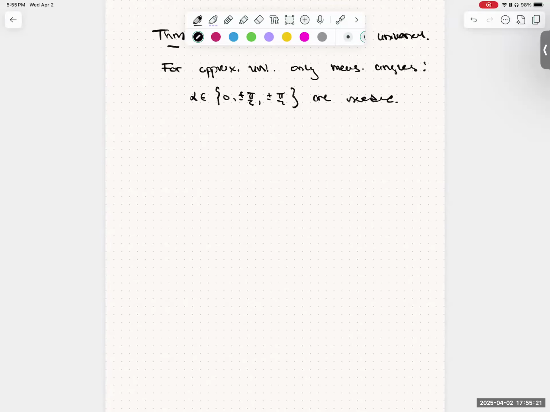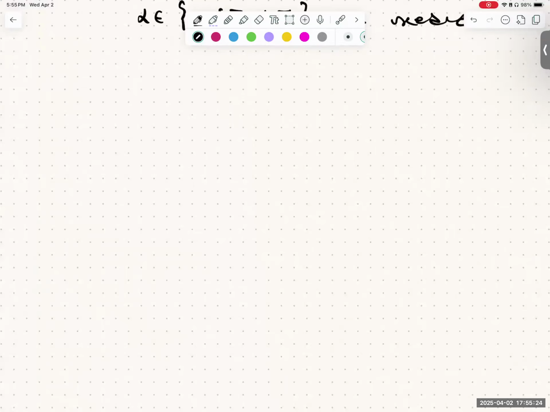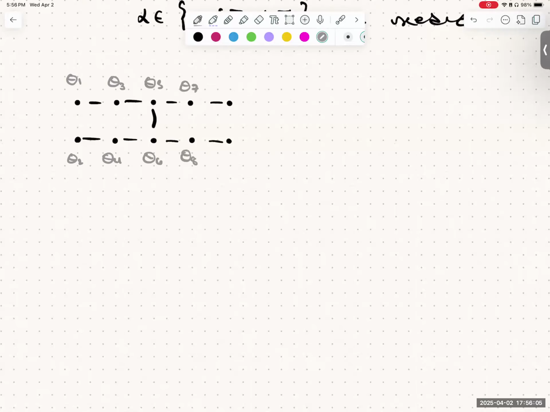To understand the basic proof, I will just do the following. Something like this. Suppose that we had measurement angles. For now, I will let theta 1 and all the thetas be arbitrary. The restriction of the measurement angles is actually more for the security of the protocol than anything else. Theta 5, theta 6, theta 7, theta 8.